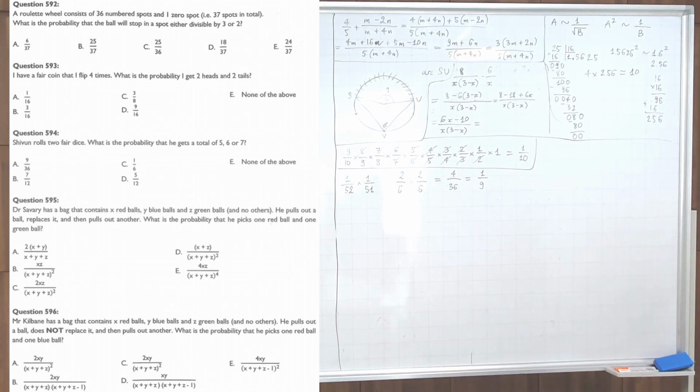So just think about it. In 37 spots, is 0 divisible by 3 or 2? Is the number 0 divisible by 3 or 2? I don't think we should count 0 as divisible by 3 or 2.